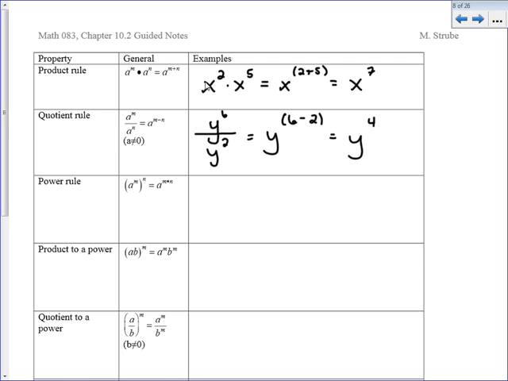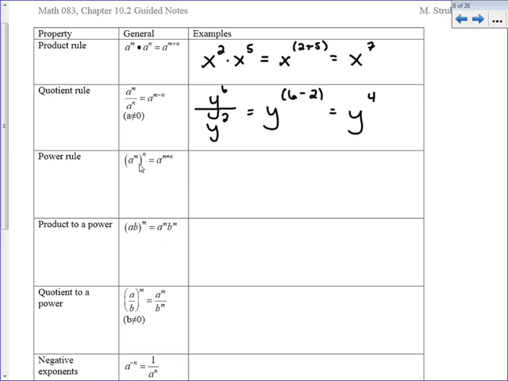Now the power rule is not one that we've done before in this class. Again, this is actually a table I use when I teach 082. We fill it out in 082. This says if I'm taking, let's say, x to the 3rd and I'm raising it to the 4th power. So if we think about it, that means I have x to the 3rd times x to the 3rd times x to the 3rd. That's what the 4th power means, right? We're multiplying x to the 3rd by itself 4 times.